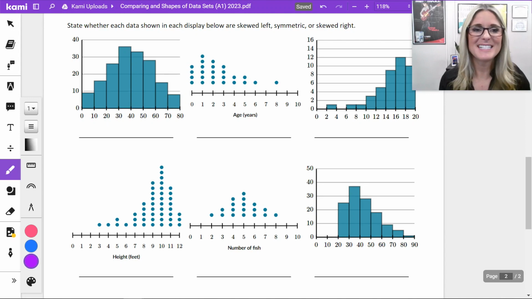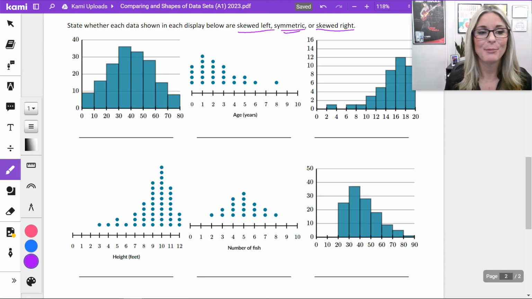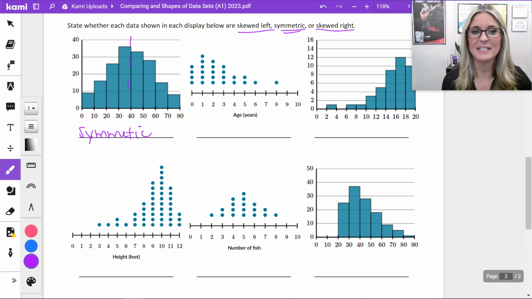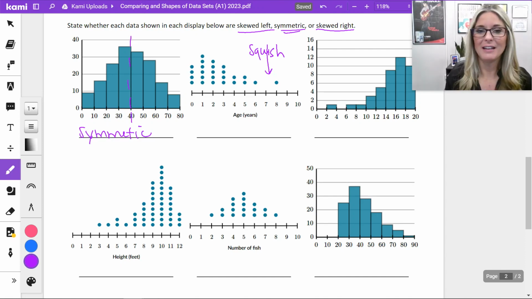In our examples, we're going to state whether each data display below is either skewed left, symmetric, or skewed right. So the first one is an example of symmetrically distributed. It is a symmetric data display. You can see how it is balanced and evenly distributed there on the left and the right. The next one, this dot plot, if I was to squish on this right side, the majority of the data is pushed over to that left side, so this is skewed right.